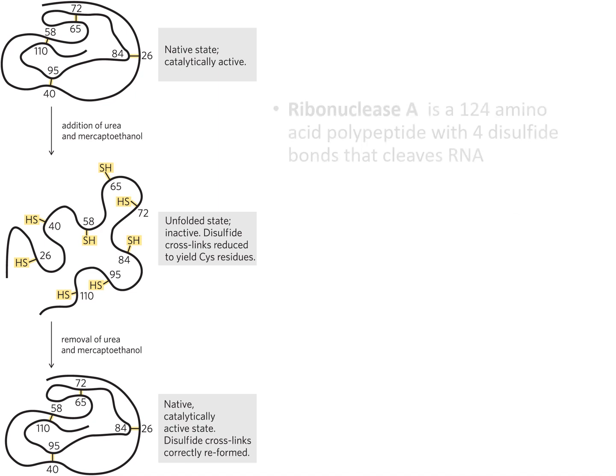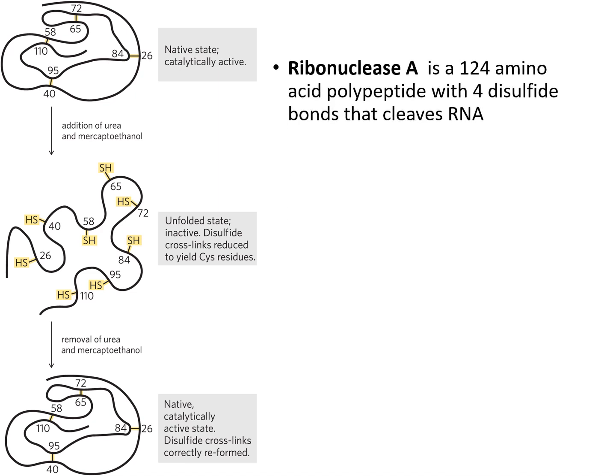So what were the details of this experiment? Well, let's first address what is ribonuclease A. It's a relatively small protein. It's 124 amino acids, and it has 4 disulfide bonds. Its role is to cleave RNA.